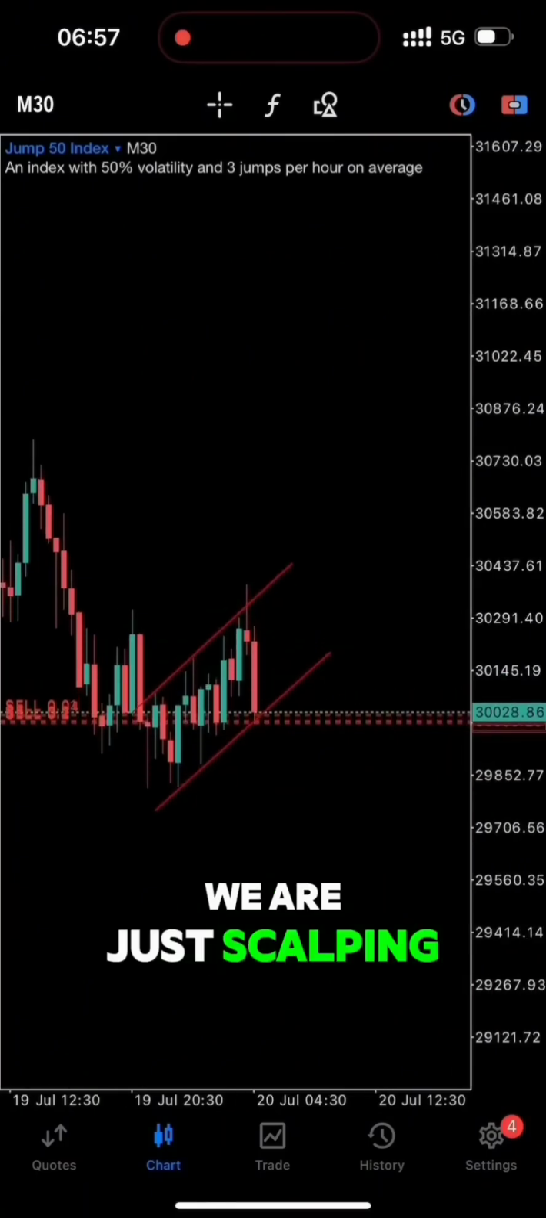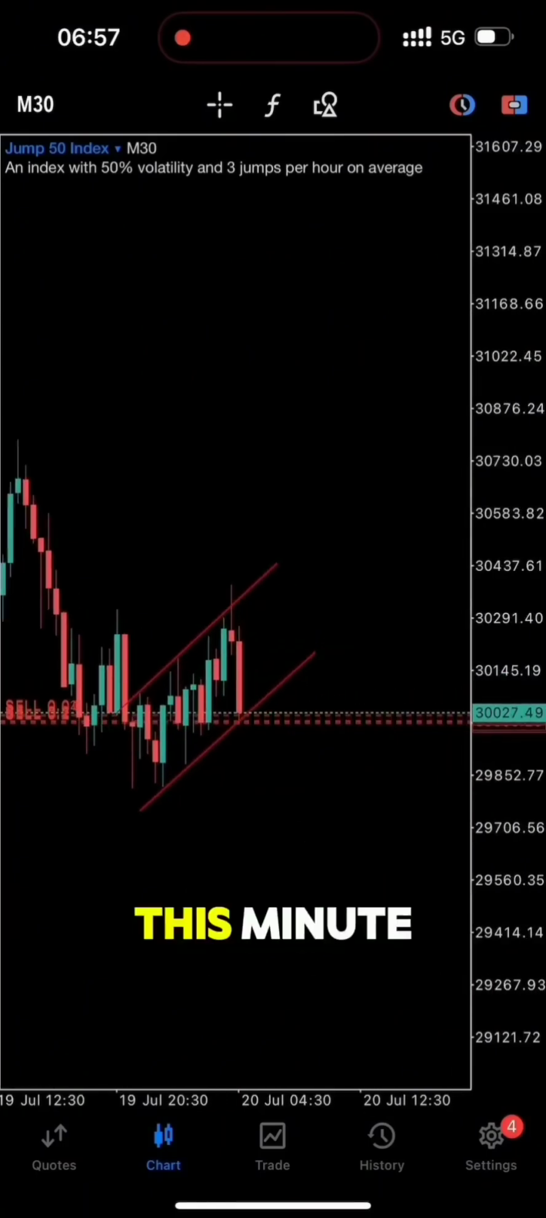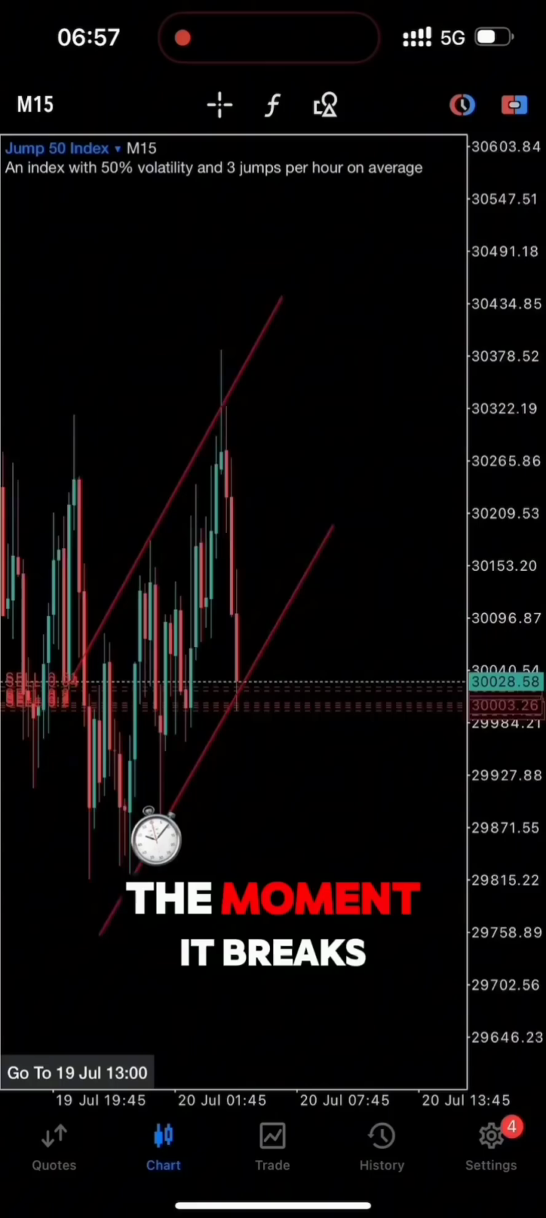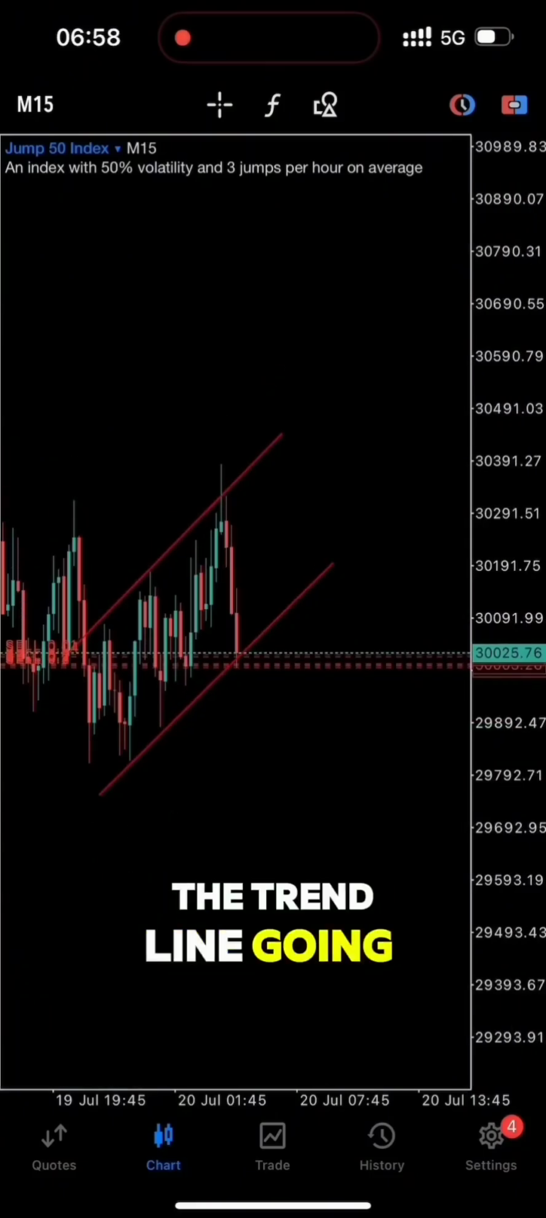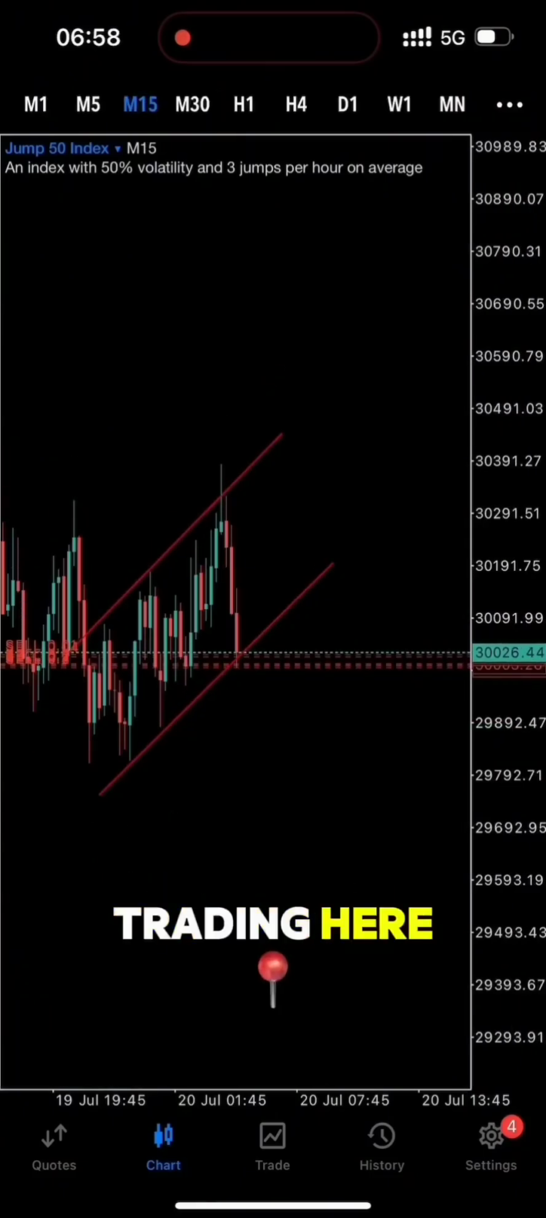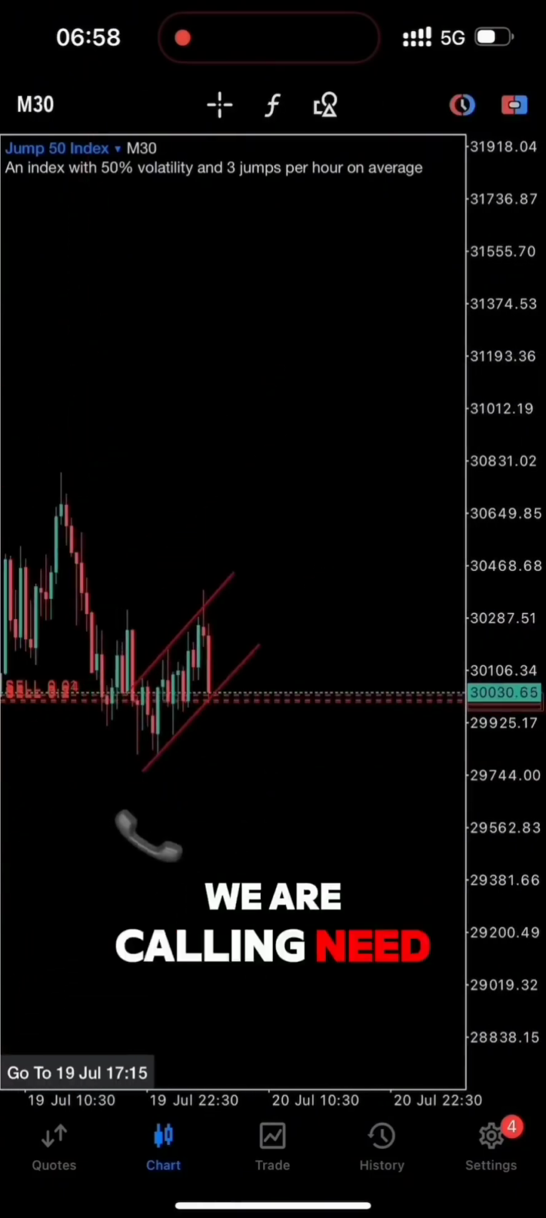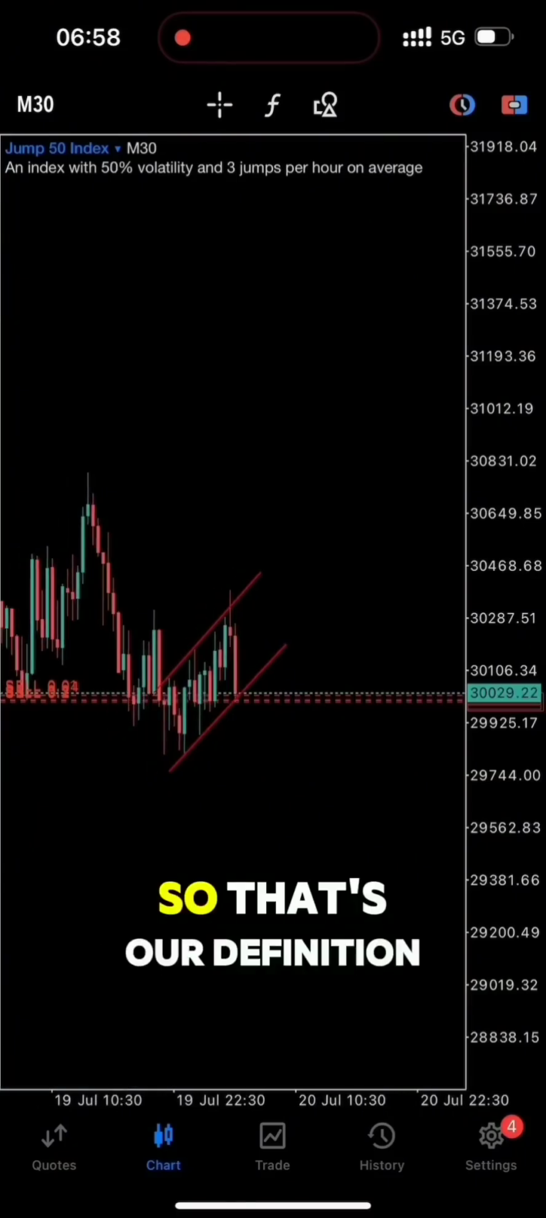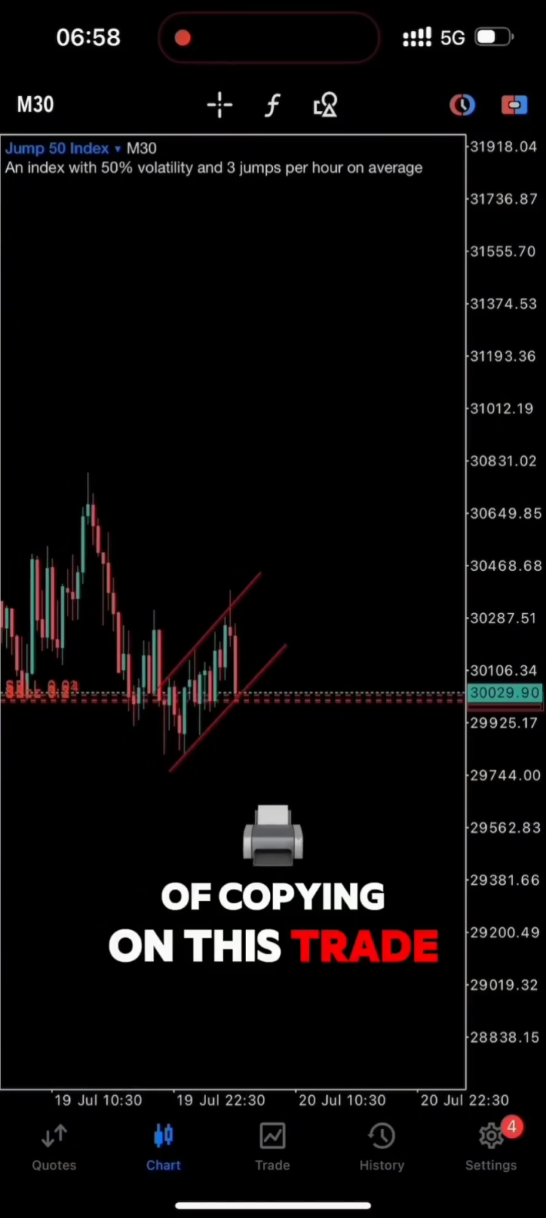We are just scalping for this minute. We just want to trade the moment it breaks the trend line, going downwards. That is what we are trading here, and that is what we are calling it scalping. All right, so that's our definition of scalping on this trade.